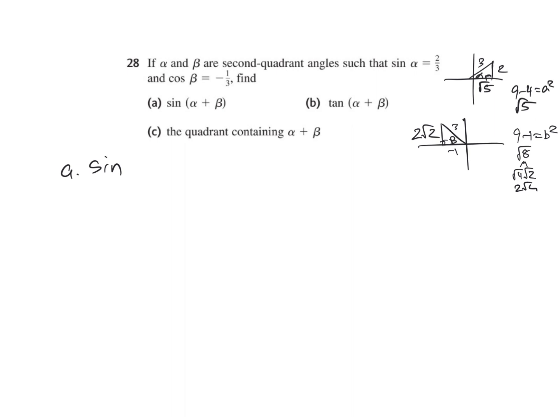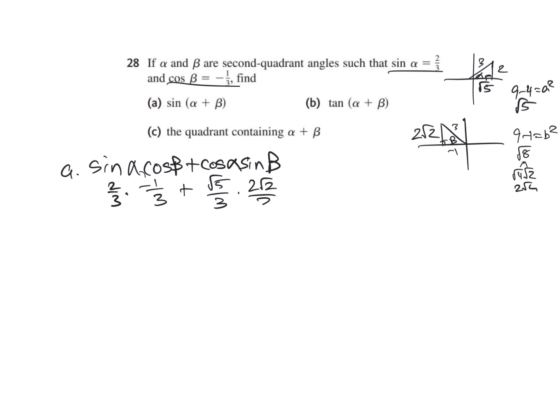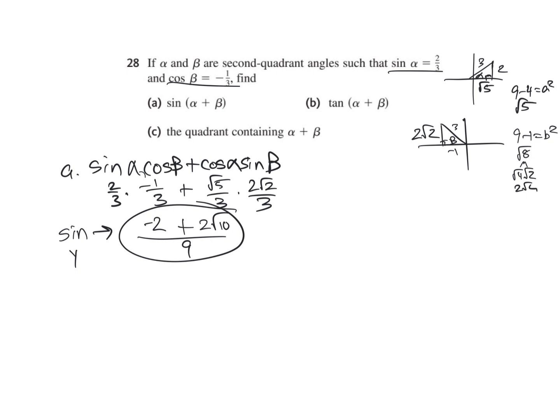A, the addition formulas for sine and cosine. So sine of alpha cosine of beta plus cosine of alpha sine of beta. Sine of alpha we have here is 2/3. Cosine of beta we already have, negative 1/3. Cosine of alpha is square root of 5 over 3. And the sine of beta is 2 square root of 2 over 3. So negative 2 plus 2 square root of 10 all over 9. So there we know that the sine, or the y value, is negative.